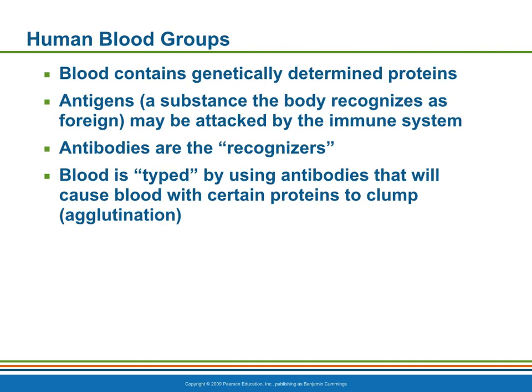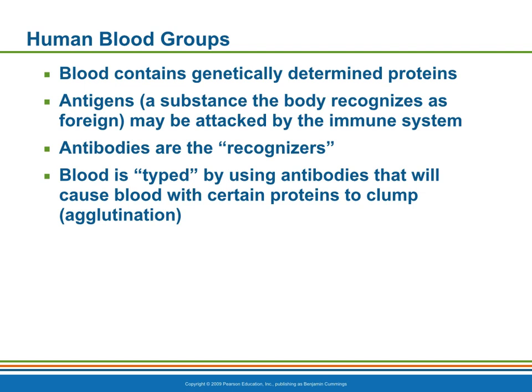The plasma membranes of red blood cells bear genetically determined proteins, or antigens, which identify each person as unique. An antigen is a substance the body recognizes as foreign. It stimulates the immune system to release antibodies to mount a defense against it. The recognizers are antibodies present in the plasma that attach to red blood cells bearing surface antigens different from those of the patient's red blood cells.